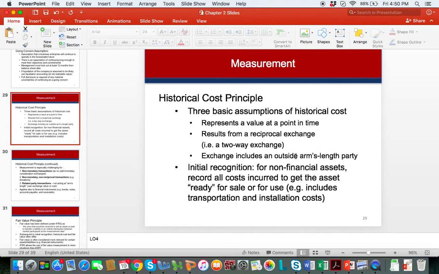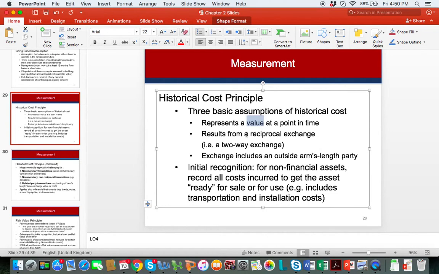basically we bought it for a sum of money, so $1 million, and it was a two-way exchange. So we bought it off somebody else, and it was at arm's length. So we didn't buy it from somebody else in our business, and it would normally be worth 4 million, but we bought it for 1 million. So it was an arm's length party, somebody independent of us.